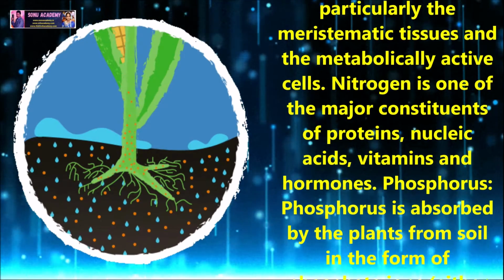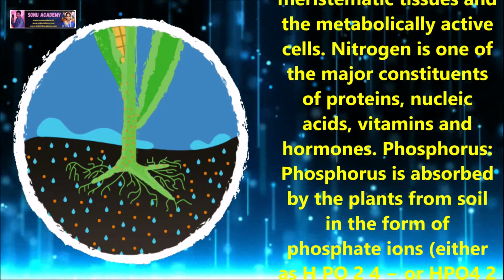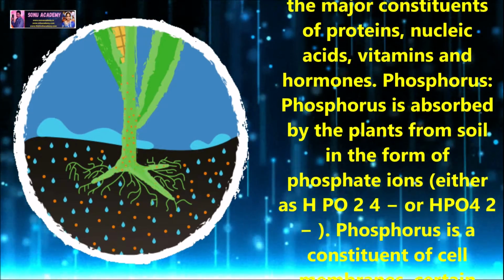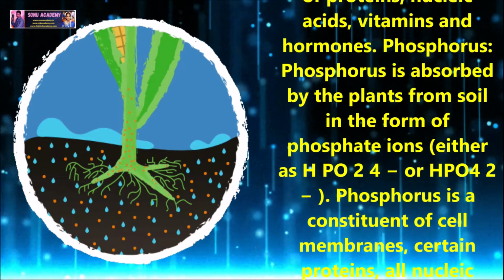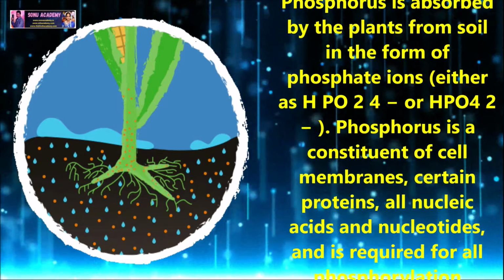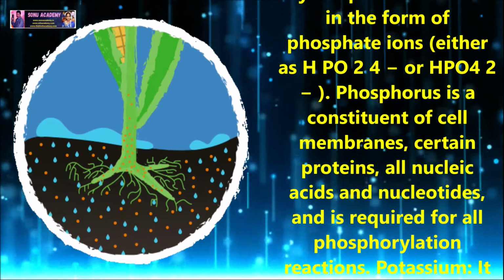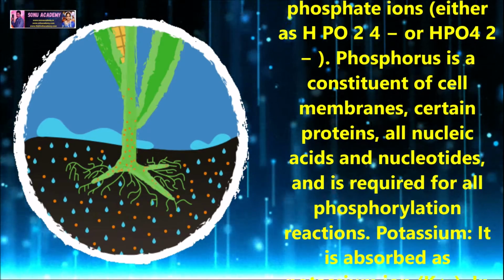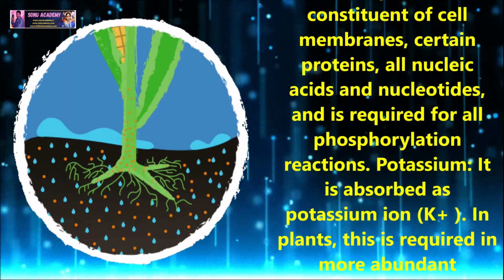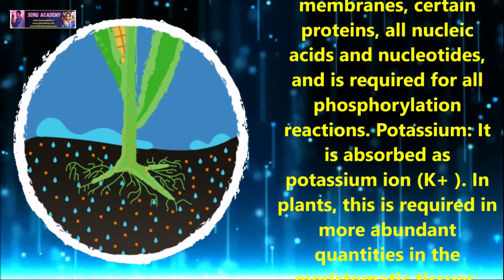Next, let us discuss phosphorus. Phosphorus is absorbed by the plants from soil in the form of phosphate ions. Phosphorus is a constituent of cell membrane, certain proteins, all nucleic acids and nucleotides, and it is required for all phosphorylation reactions. Potassium. Potassium is absorbed as potassium ion K+.